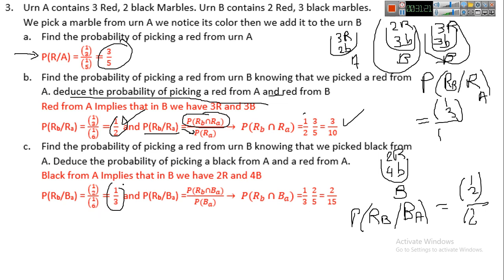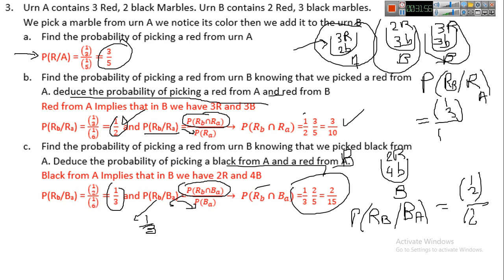Then find the probability of picking a black from A and a red from B. So here I will take this one. I want P of red from B and black from A. So I cross multiply. I have this one, which is 1 over 3 here, and the probability of picking a black from A. Black from A is what? It is 2 over 5, because I have 1 out of 2 over 1 out of 5. So it's 2 over 5. So I will get the answer.